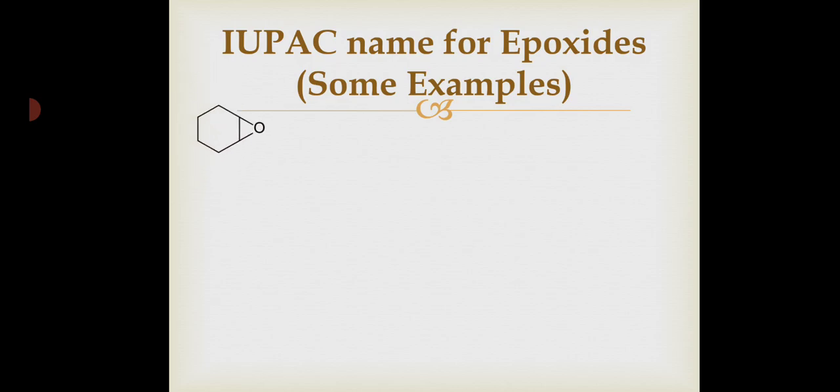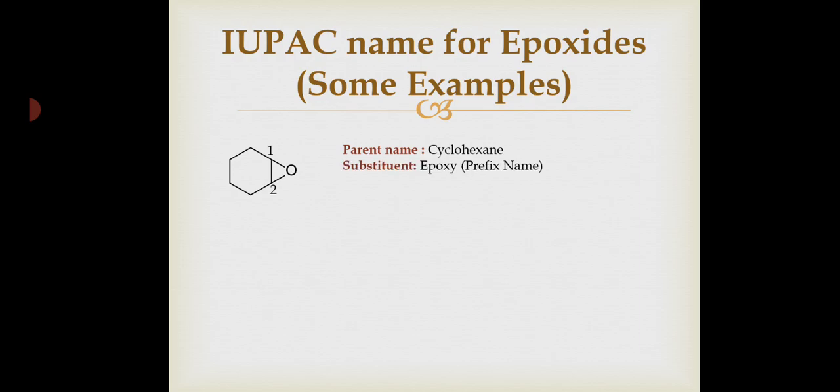Let's look at the next example. The parent ring is this, and this is the way you number it. The parent name is cyclohexane, and the substituent here is epoxy. The epoxy group is present at 1 and 2 position. So it is 1,2-epoxy, and the parent name is cyclohexane. So what is the IUPAC name? The IUPAC name is 1,2-epoxy cyclohexane.